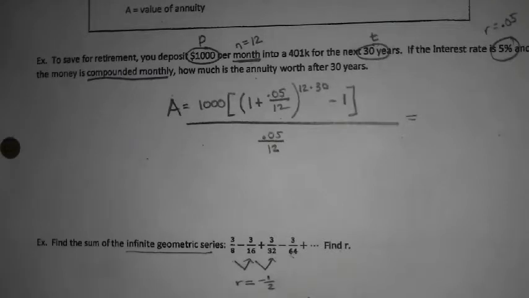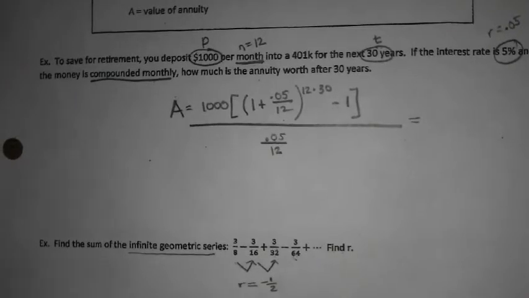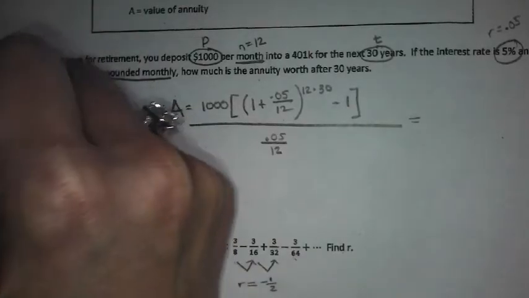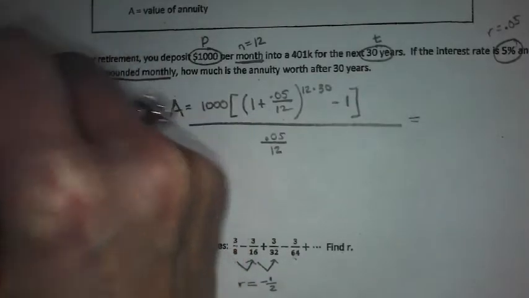all interest aside, after 30 years, how much money did I physically put in the account? Not interest earned. How much money did I physically put in the account? How are you getting that, John? 30 years times 12 months a year is 360 months worth of contributions. 360 months of $1,000 is $360,000. So that's my principal investment.